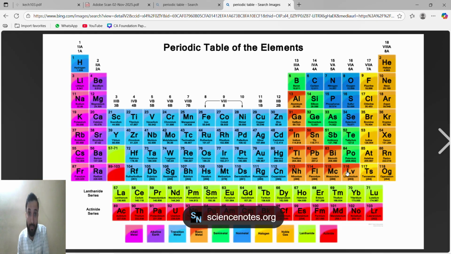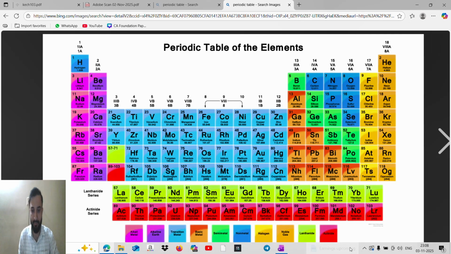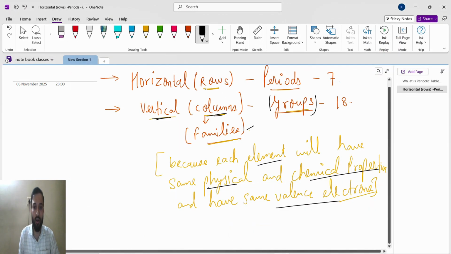That's the reason the vertical column is called groups or families, because each element in that group or family follows the same physical and chemical properties and has the same valence electron. We have to remember this for the 18 groups, for all 118 elements, except a few exceptions. And horizontal rows are called periods, which is the opposite.